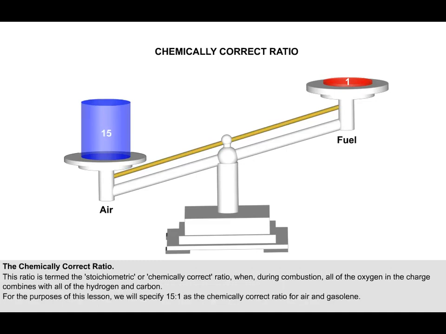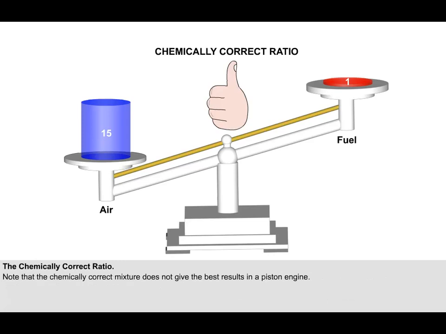For the purposes of this lesson, we'll restrict our numerical definition of the chemically correct ratio to two significant figures. Thus, we'll specify 15:1 as the chemically correct ratio for air and gasoline. It's important to remember that the chemically correct mixture does not give the best results in a piston engine, because the temperature of combustion is so high at this ratio that power can be lost through detonation.